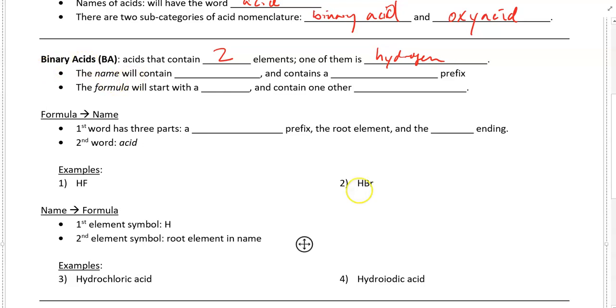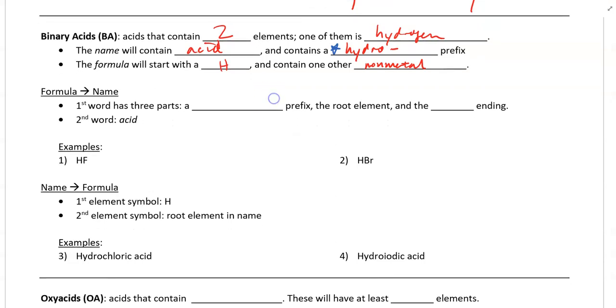The name will contain the word acid, and it also contains this hydro prefix. Hydro, H-Y-D-R-O, kind of obvious as to why. The formula, as always, will start with an H, and then it will contain one other element, more specifically one other non-metal, not just a generic element. The key again is the fact that it has hydro as a prefix in the name. We'll talk about how that plays into our identification later.